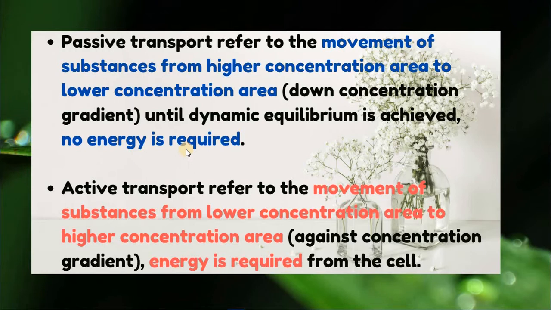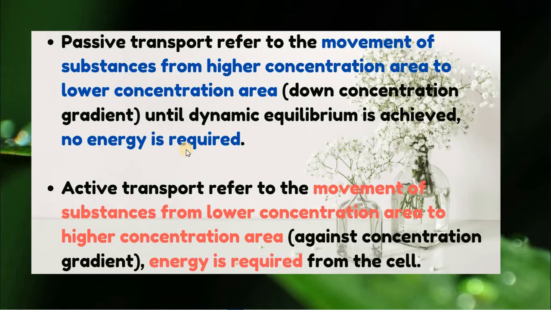I repeat, what is passive transport? Passive transport refers to the movement of substances from higher concentration area to the lower concentration area, in other words, down the concentration gradient, until dynamic equilibrium is achieved, so no energy is required. That is the meaning of passive transport. What you have to remember: movement of substances from higher concentration to lower concentration. Next we go to active transport.